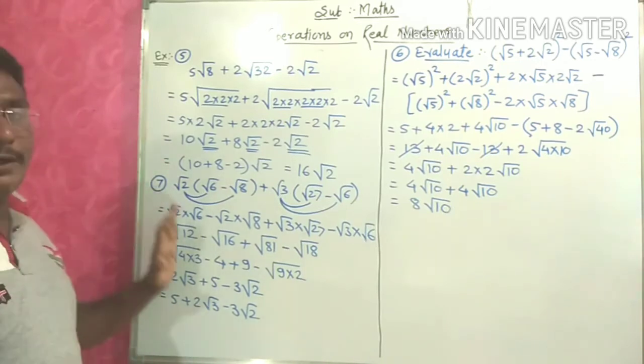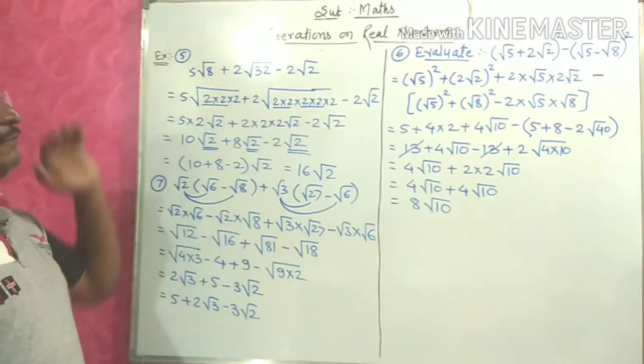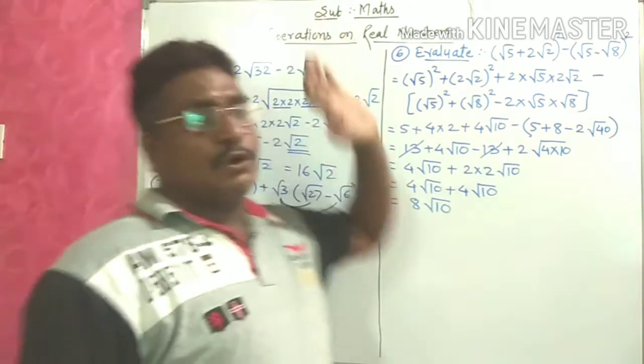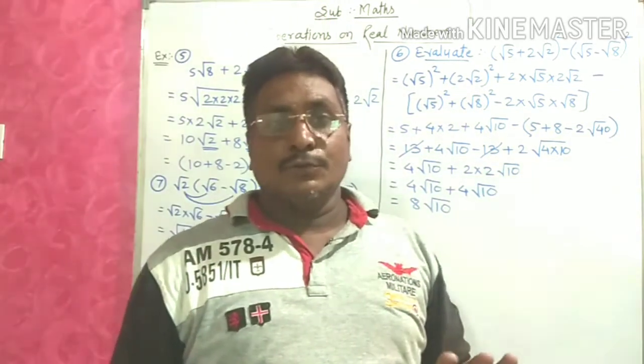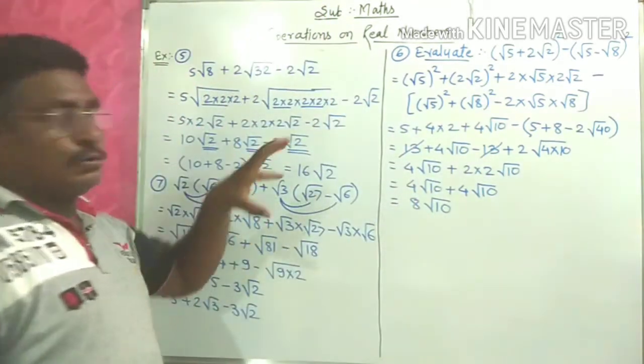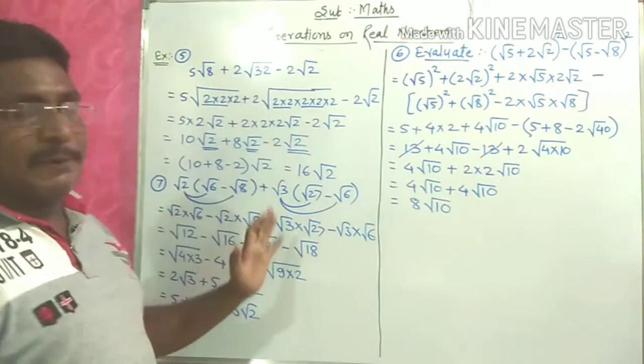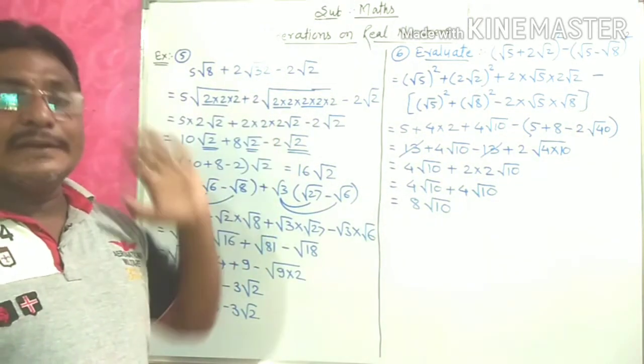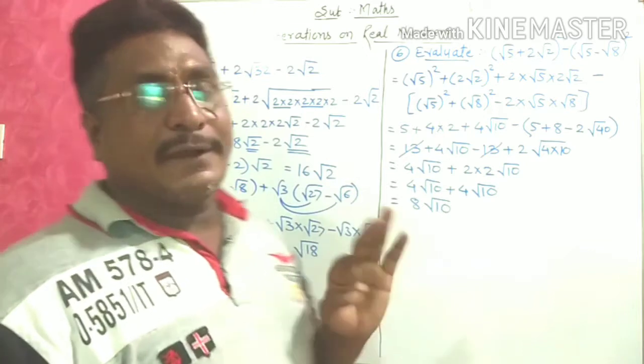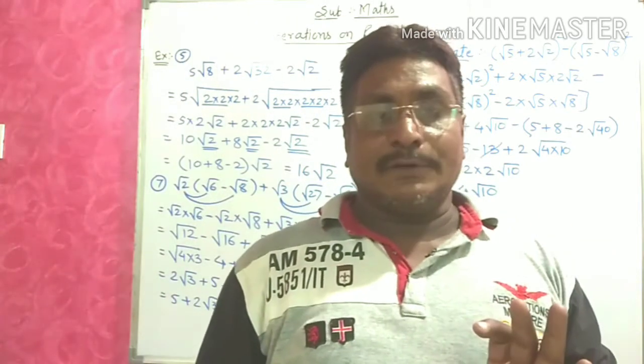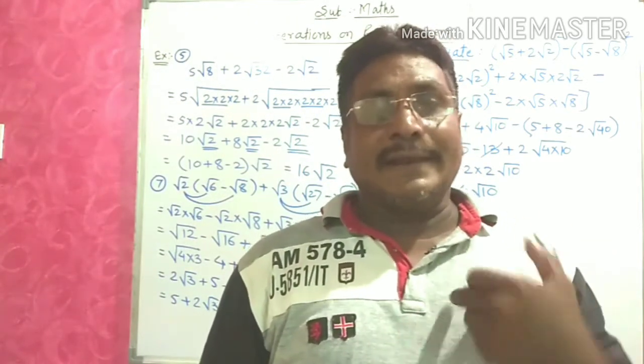Understood, students, how to solve? So in this way we have to do the operations on real numbers. Hope you understand, students, how to do the addition, multiplication, subtraction and division. If you have any doubt, you can ask me. So we will go on to the next topic.